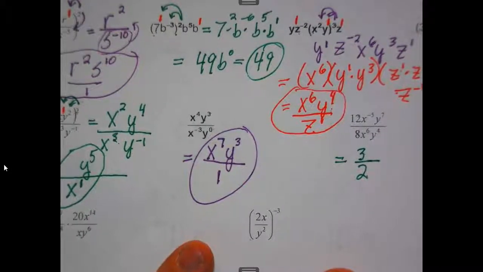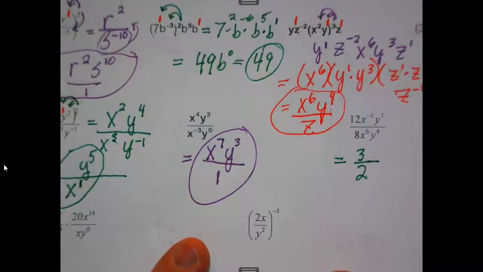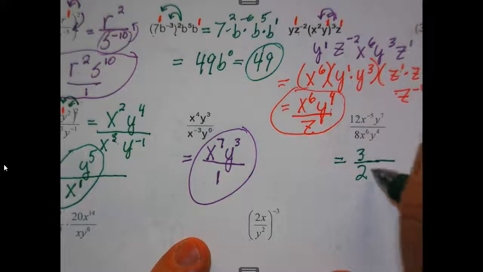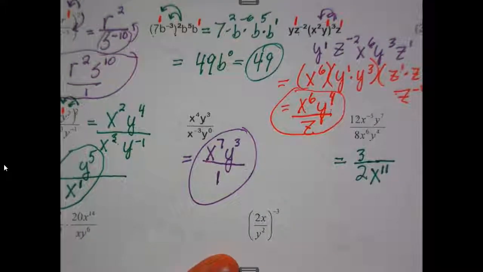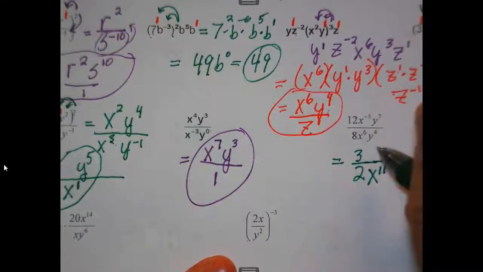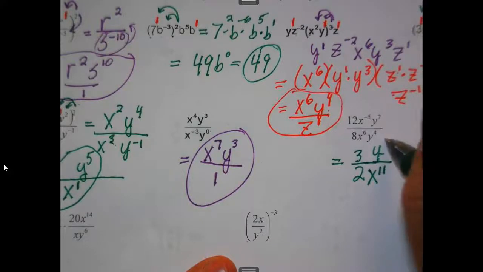x to the negative 5 minus 6, x to the negative 11. Where's it going to go? That's right. Denominator. Make it positive. y to the 7 minus 4 is 3. Stays in the numerator.